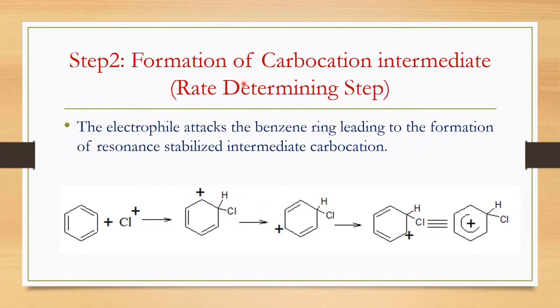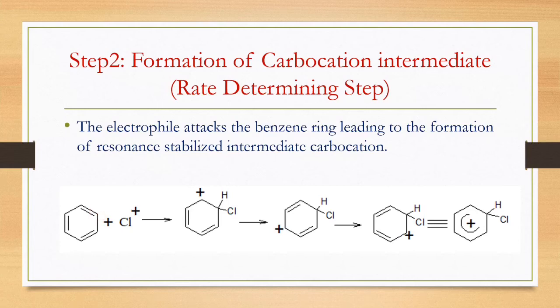Step 2 is formation of carbocation intermediate. This is the rate determining step or the slow step. Here the electrophile, our Cl plus ion, the chloronium ion, attacks the benzene ring, leading to the formation of a resonance stabilized intermediate carbocation. So here this is the benzene ring, this is the Cl plus.